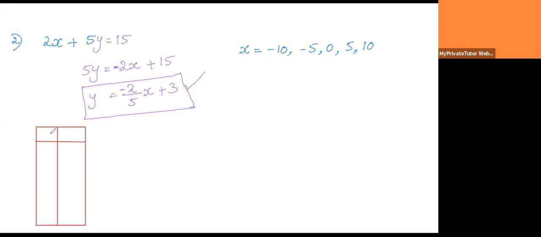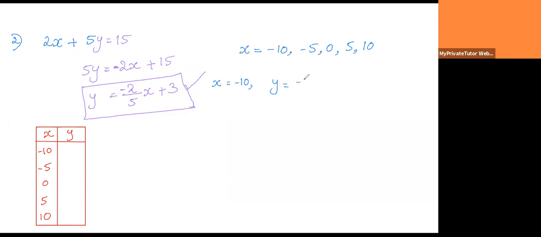So to write down the values, x and y, we just assume the values: -10, -5, 0, 5, and 10. For each of these x values, you need to find y. So substitute each of these values. What do I mean by that? At x equals -10, what is the value of y? Just substitute x as -10 and find the y value.